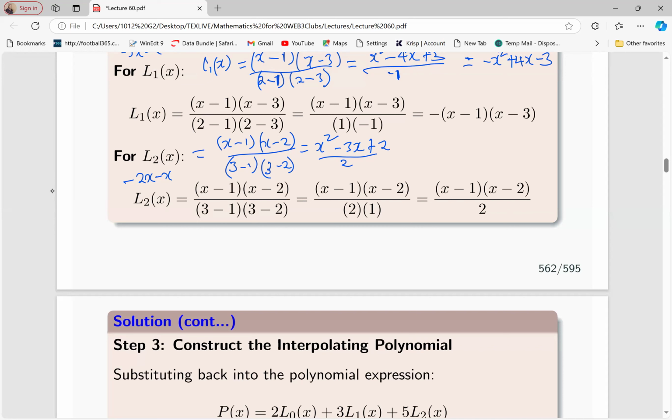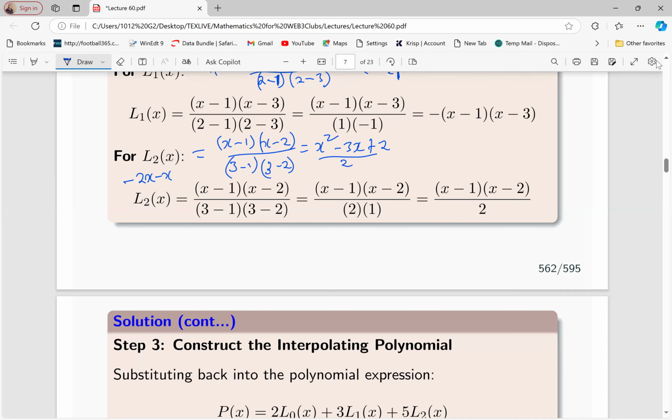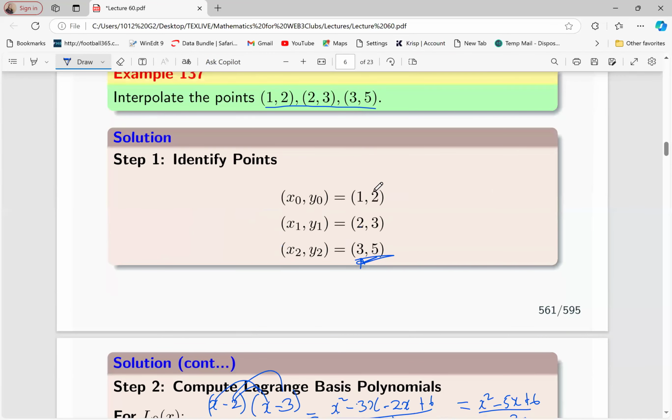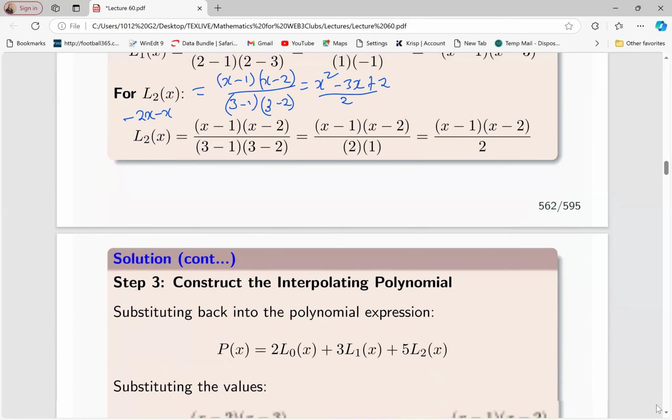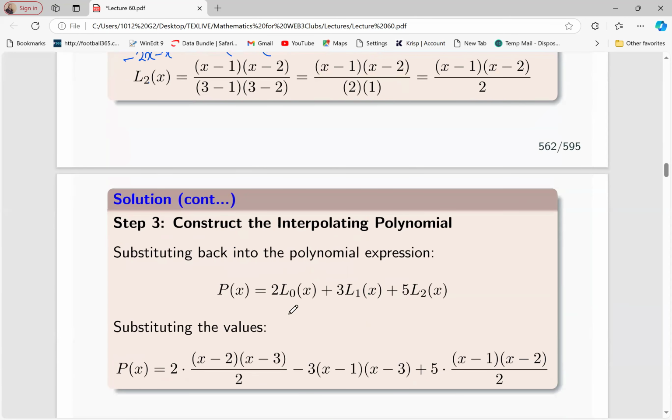Now, we are done with calculating the basis. What now follows is to multiply each of these by their corresponding y values. The first one, L0, will be multiplied by 2, L1 multiplied by 3, and L2 will be multiplied by 5. So, 2, 3, 5.